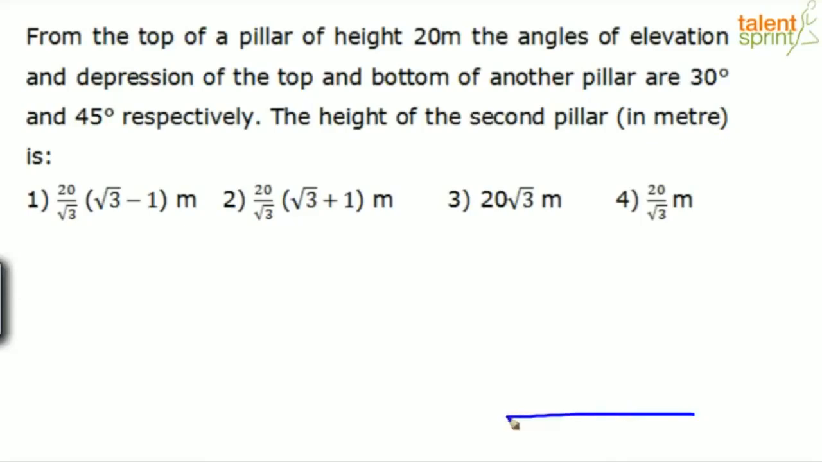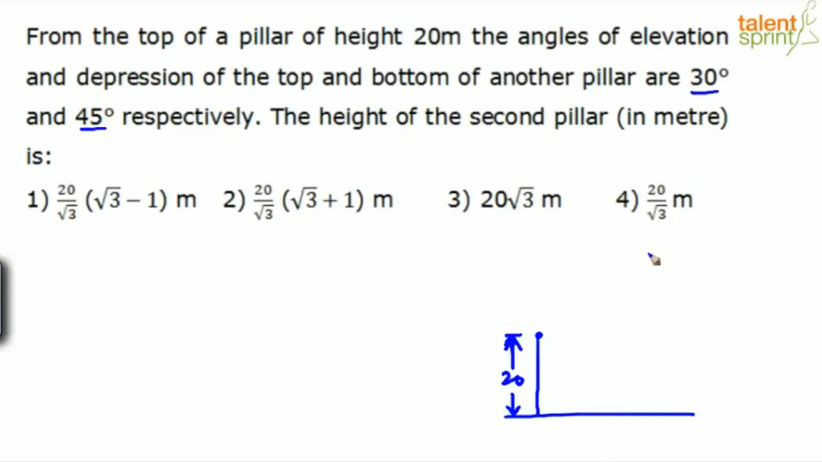Let's say this is the ground, right? And this is the pillar of height 20 meters. This height here is 20. From this top, you're trying to observe the top and bottom of another pillar. And the angles of elevation and depression are given to us, right? Angle of elevation is 30 degrees and the angle of depression is 45 degrees.